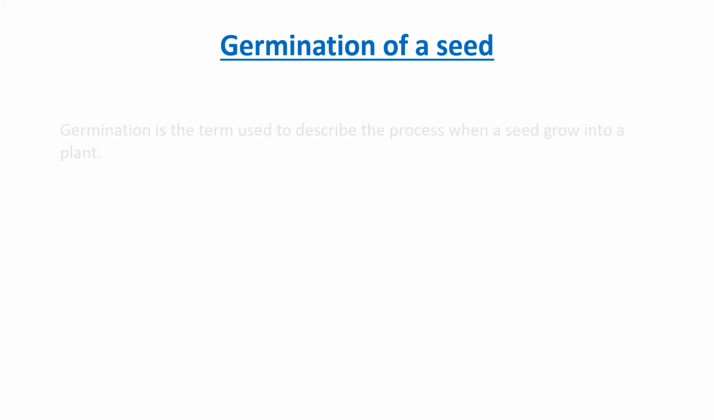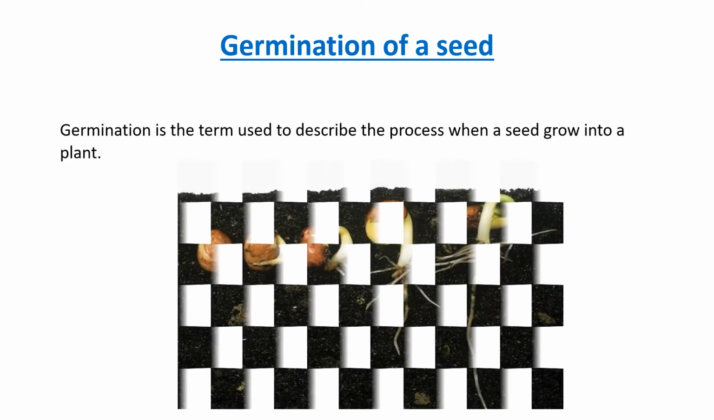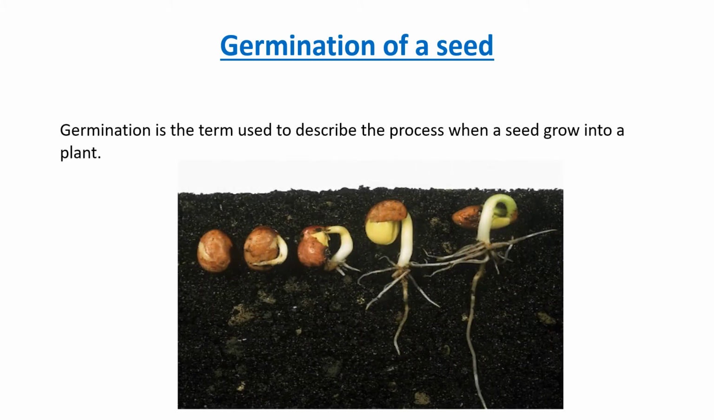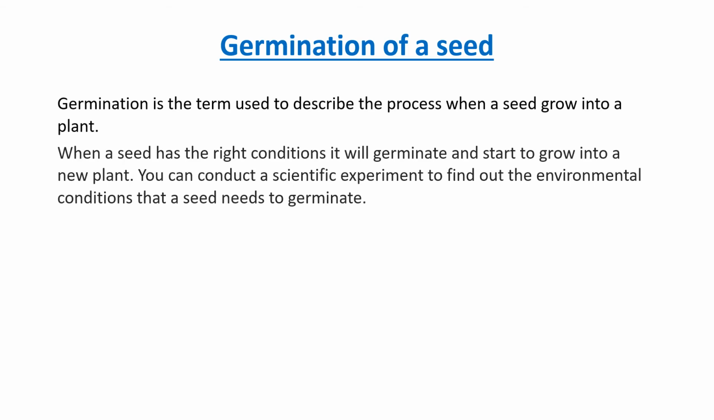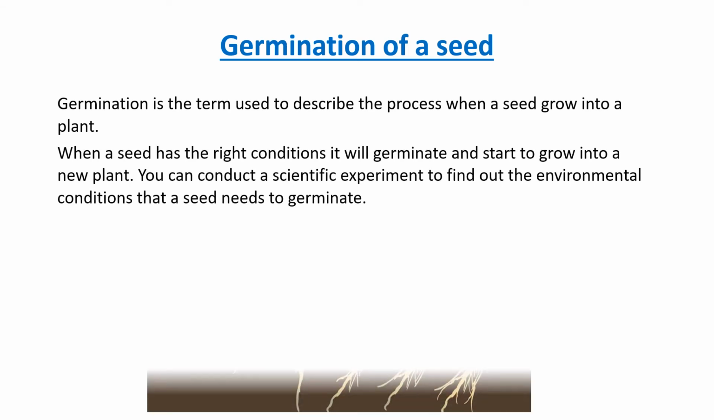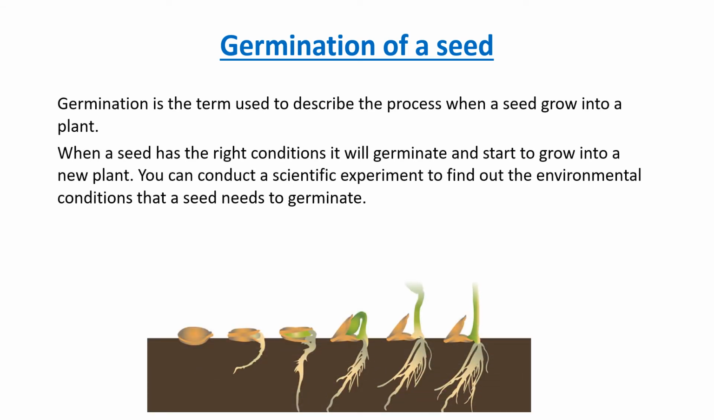Germination of a seed. Germination is the term used to describe the process when a seed grows into a plant. When a seed has the right conditions, it will germinate and start to grow into a new plant. You can conduct a scientific experiment to find out the environmental conditions that a seed needs to germinate.